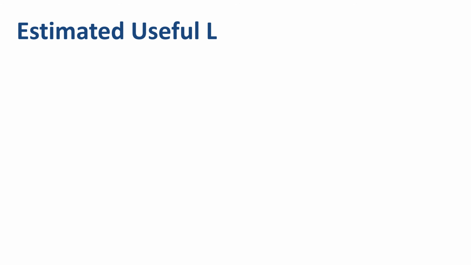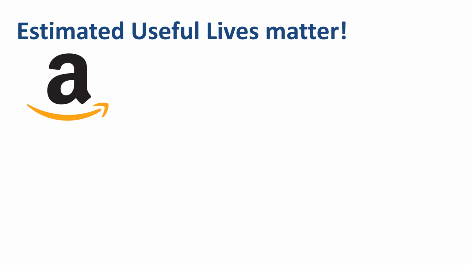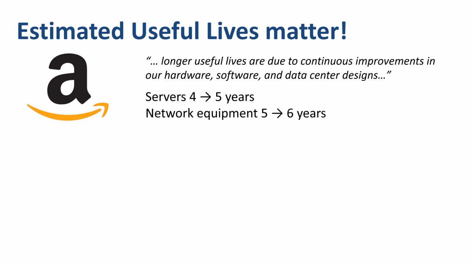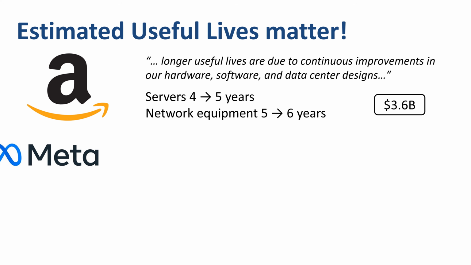When you dive into the notes to the financial statements of large companies, you will find that estimated useful lives matter a lot. For example, in 2022, Amazon concluded that longer useful lives are possible due to continuous improvements in hardware, software, and data center designs. As a result, they extended the estimated useful lives of servers from 4 to 5 years and those of network equipment from 5 to 6 years. The financial impact was $3.6 billion. Decrease in cost, increase in pre-tax profit.